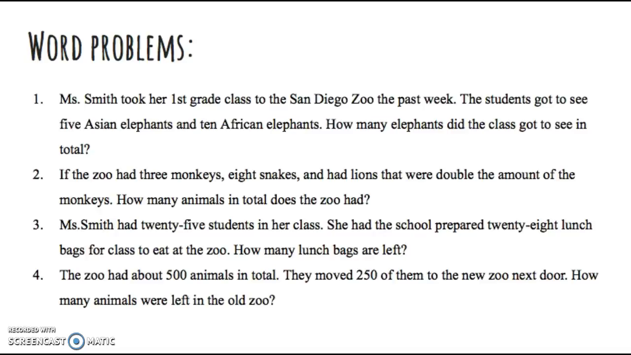The second one is, if the zoo had three monkeys, 8 snakes, and had lions that were double the amount of the monkeys, how many animals in total does the zoo have?